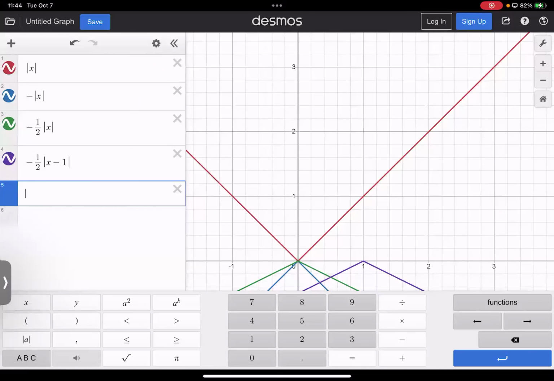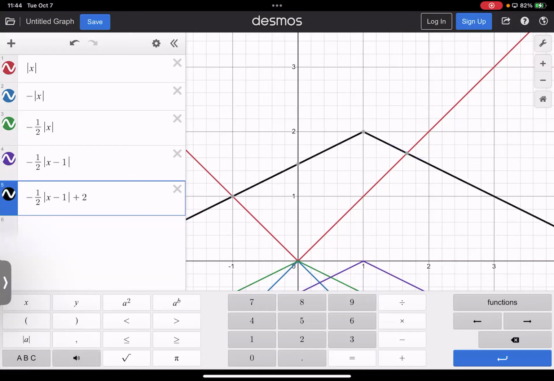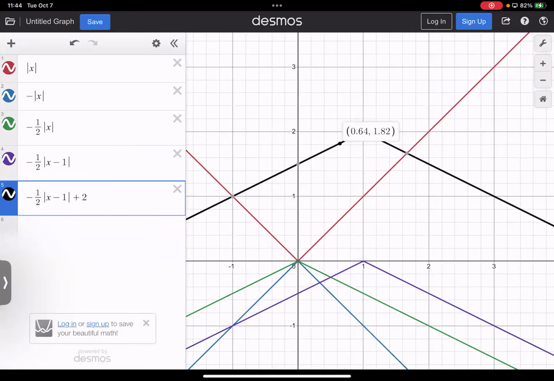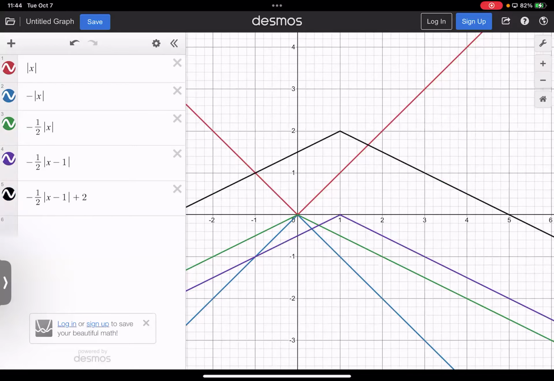And then in my final step, negative 1/2 times the absolute value of x minus 1, plus 2. And from here, you can confirm that it looks the same as what we were given. So just going through incrementally and manipulating things, right?